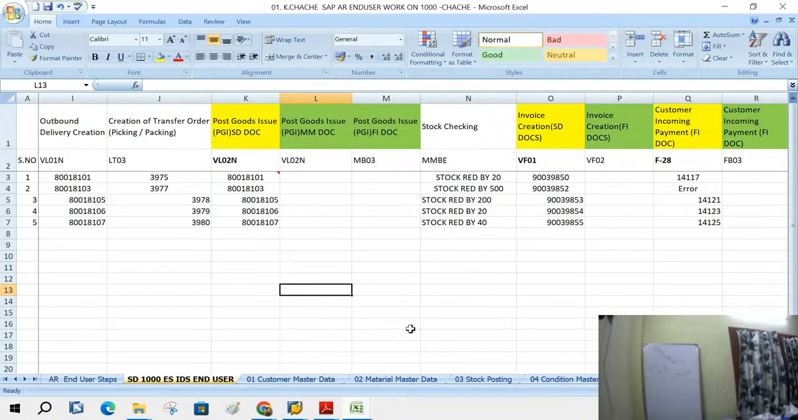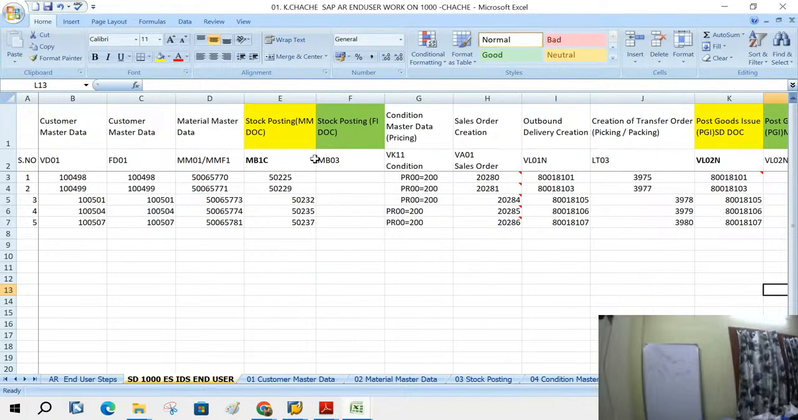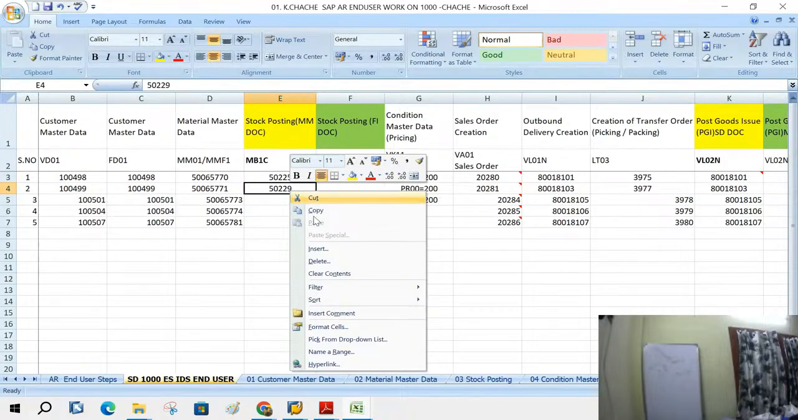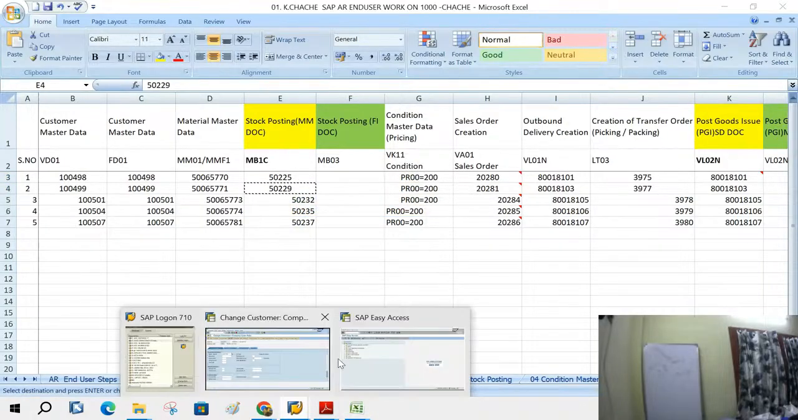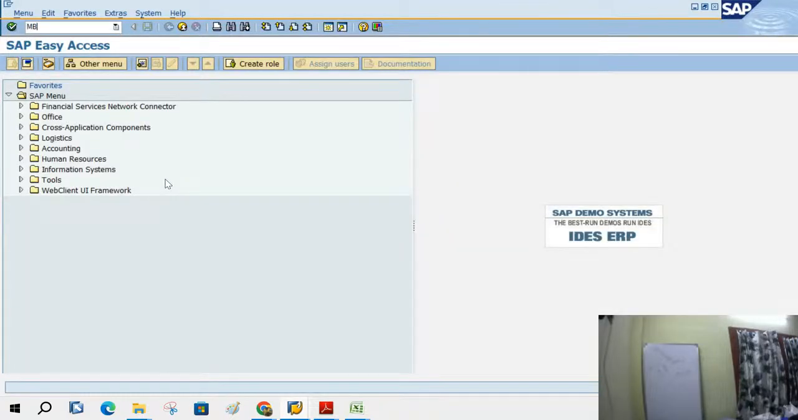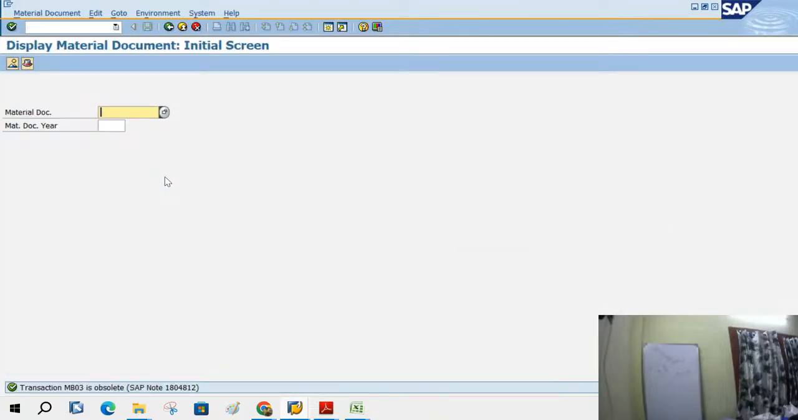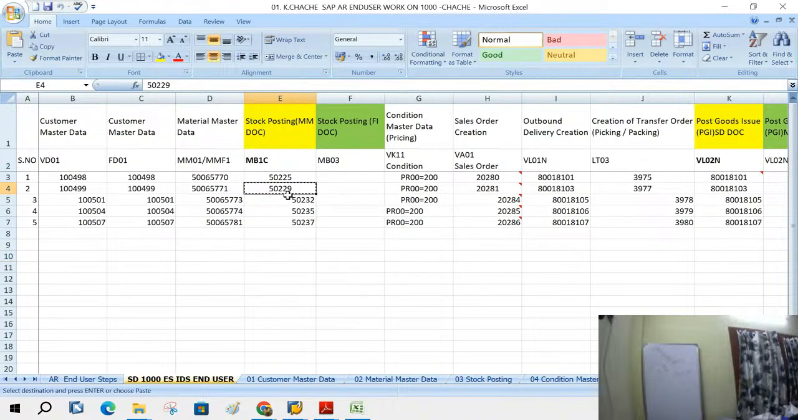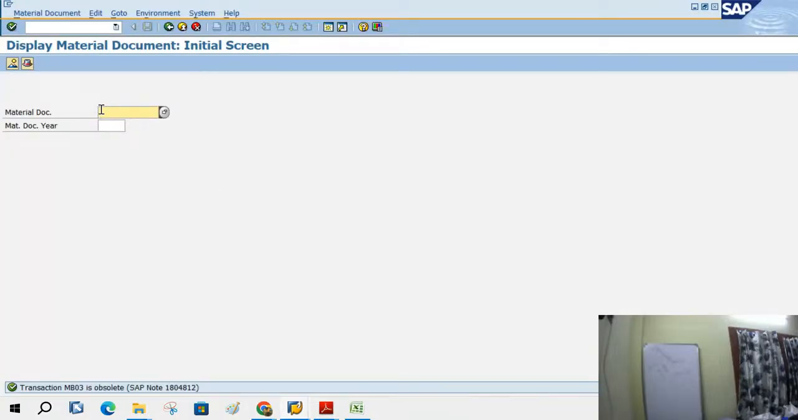Now you see, once you have done this stock posting, you have got a document and you have got an FI document. Okay, maybe I have picked up, you have not done this. Okay, I'll take it from here. Now, MB03, I'll go for this. This is your FI document. Yes or no? Which one? 50229 is your stock posting, stores in charge document. 50224. Correct.